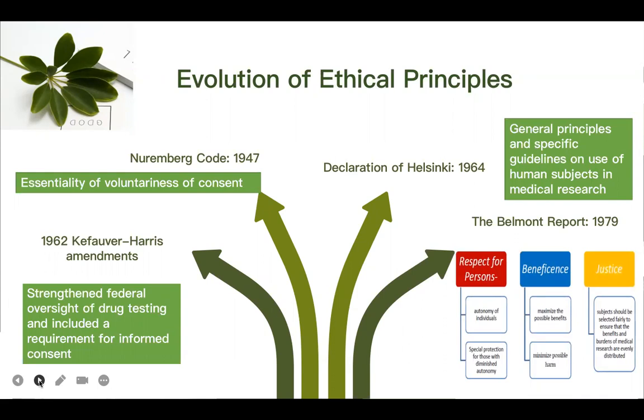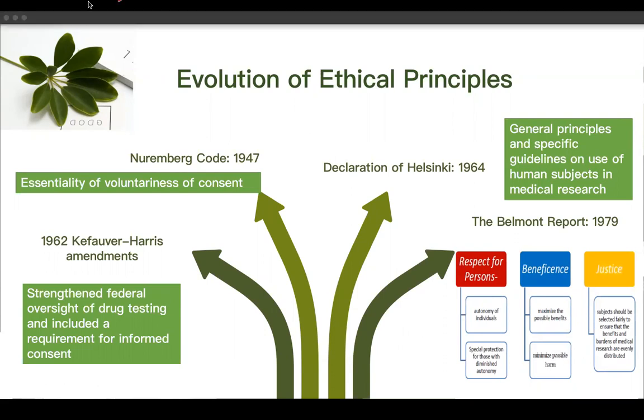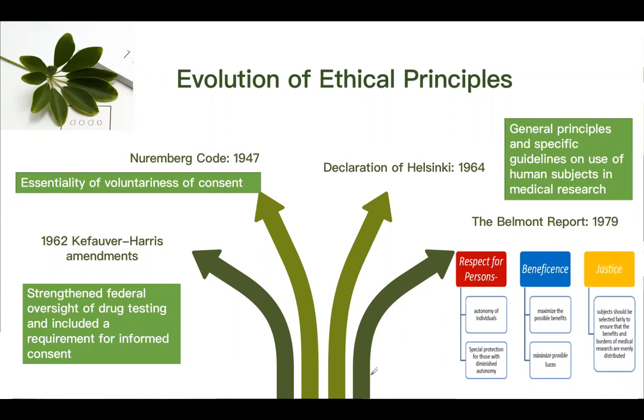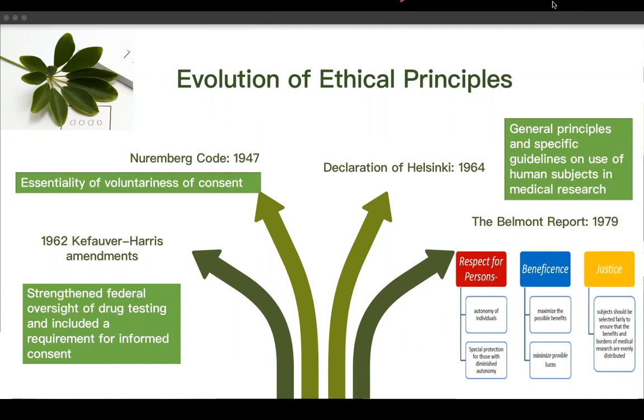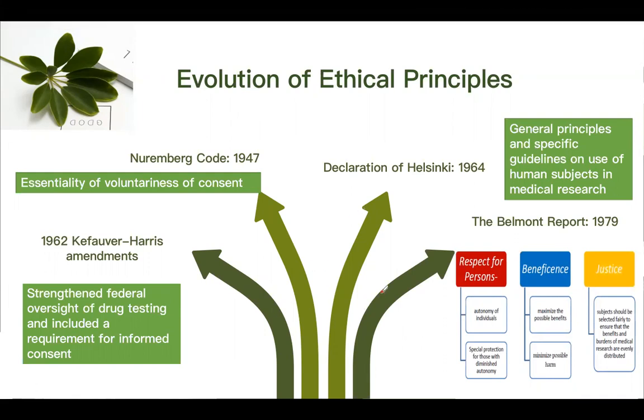The Belmont Report of 1979 emphasized three important principles. Number one, respect for the person. Number two, beneficence. Number three is justice. So subjects should be selected fairly to ensure that the benefits and burdens of medical research are evenly distributed. And we need to maximize possible benefits and minimize possible harm. So there should not be any maleficence. Our primary target is beneficence. And we need to respect our research participants and their autonomy.